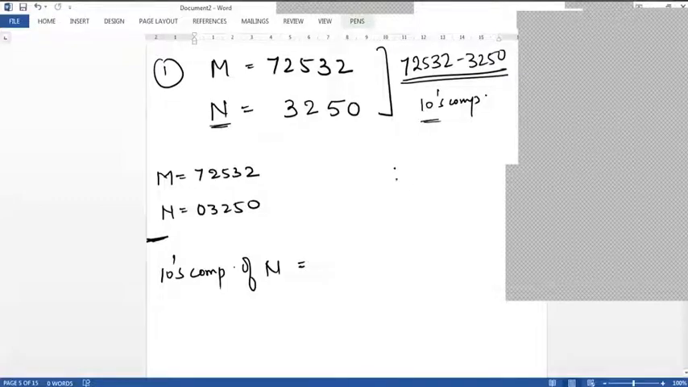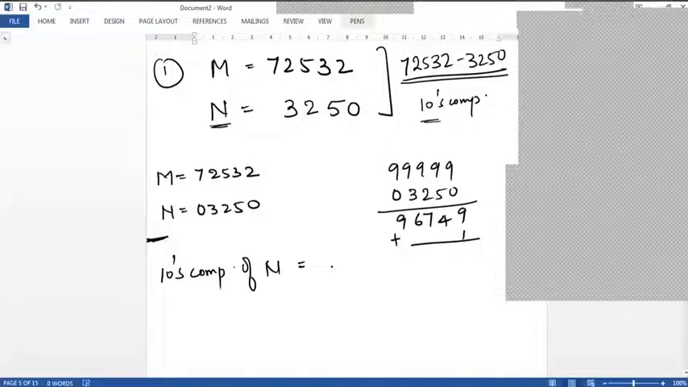जल्दी क्या करेंगे? टेंस कॉम्प्लीमेंट कैसे फाइंड करेंगे? Subtract each digit from 9 and add 1 to it. 96749 plus 1. So what is tens complement? 96750. ठीक है, वैभव, 49 नहीं 50. You have to add 1. अगर 96749 है, that would be 9's complement.